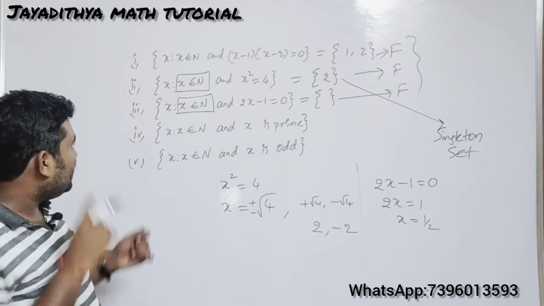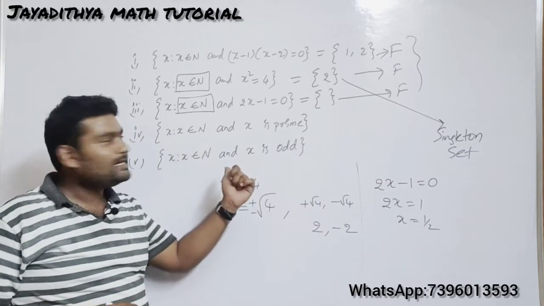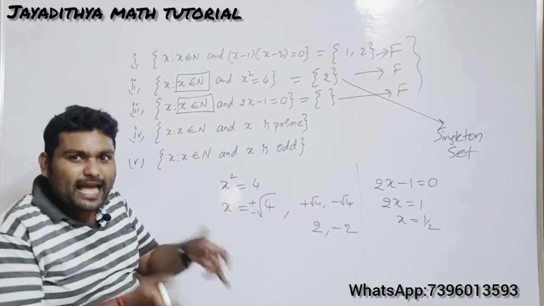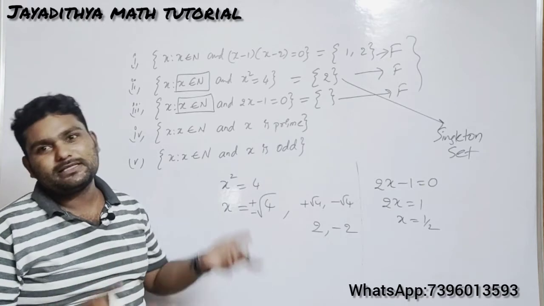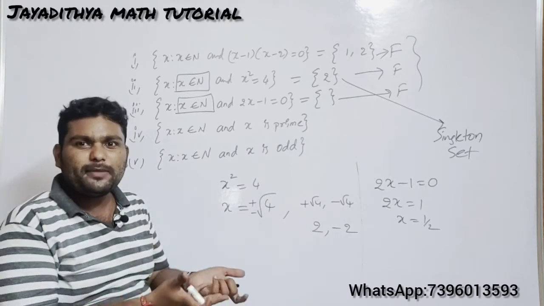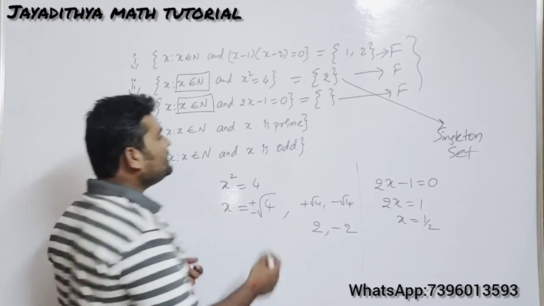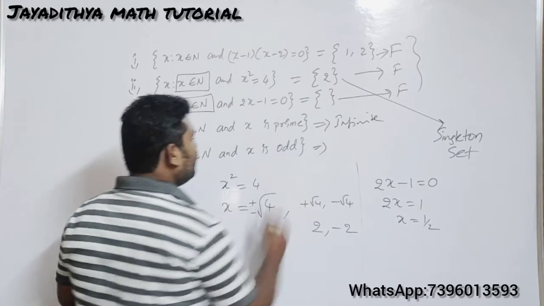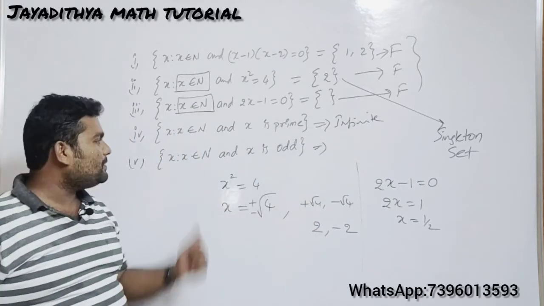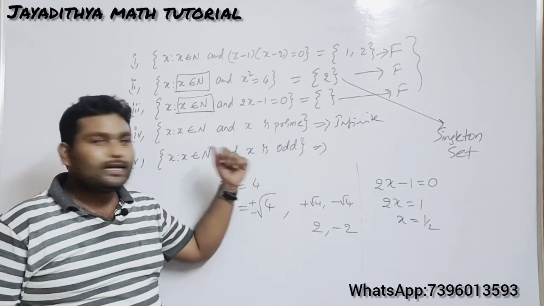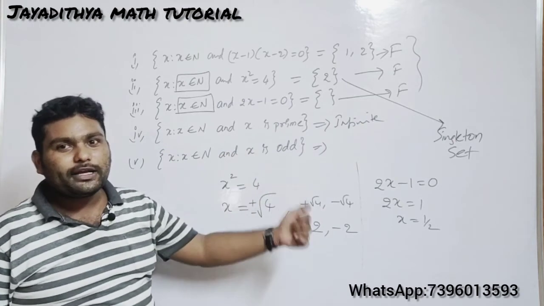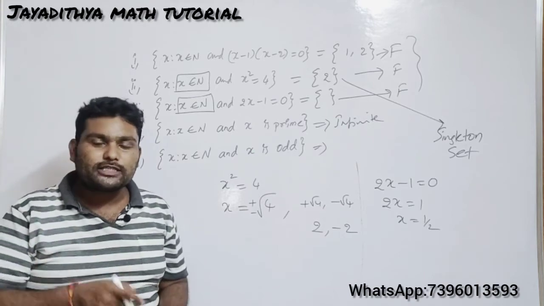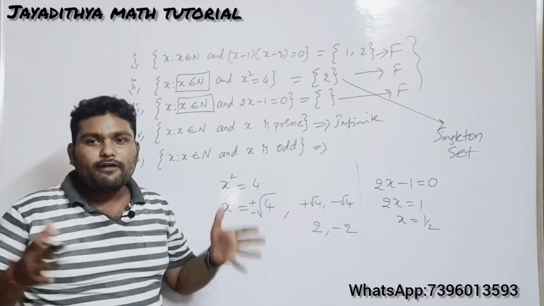Let us go for the next one. x such that x belongs to natural numbers and x is prime. How many prime numbers are there in the set of natural numbers? Natural numbers are infinite, so obviously the number of prime numbers will also be infinite. So you can simply say that this is an infinite set. And what about this one? x belongs to natural numbers and x is odd. What kind of set is this, finite or infinite? Please comment in the comment section, then I will understand whether you have understood the concept or not. I hope you have understood this concept very well.